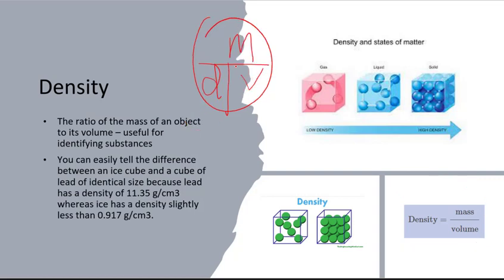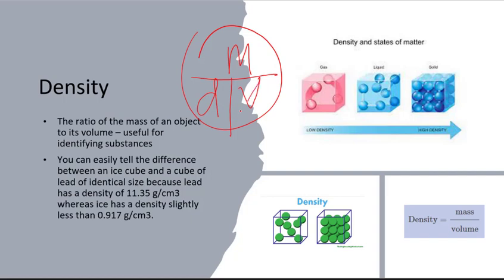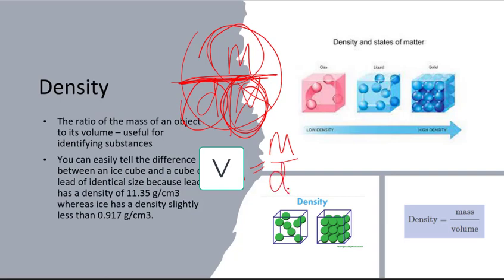Now if I were to switch this up, and let's say I wanted to find the mass of an object, I'm going to cover up mass. Mass is equal to density times this line right here, since they're next to each other. Density times volume would give me the mass. And if I wanted to find the volume of a substance, I would simply cover up volume and say that the volume is equal to M divided by D, or mass divided by density.